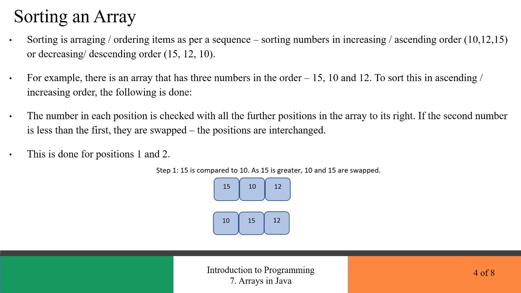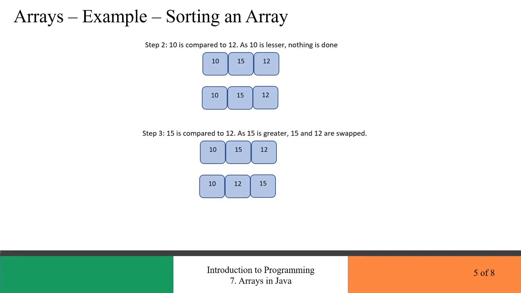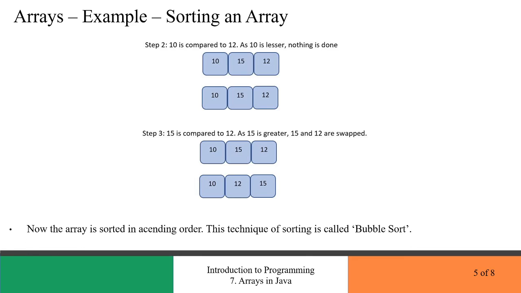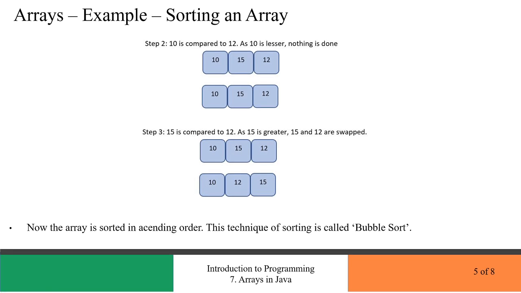Now, going to the next step, the element at the first position is compared to the element in the third position. 10 is compared to 12, but as 10 is smaller than 12, nothing is done. Now, as a part of step 3, the elements in position 2 and 3 are compared. As 15 is greater than 12, 15 and 12 are swapped. Thus, at the end of the steps, the array gets sorted in the ascending order. This technique of performing sorting is called bubble sort. Let us try to write code that does this logic.